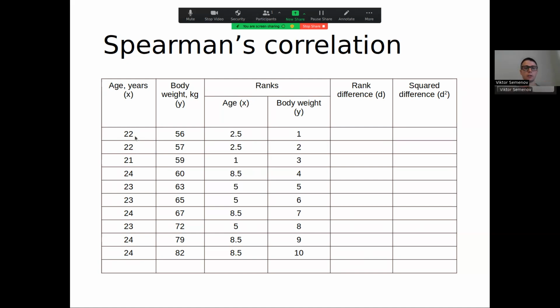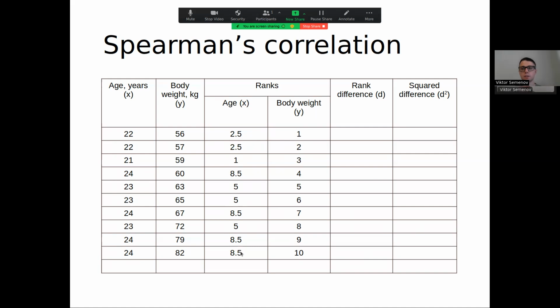And to assign rank correctly, we add up these ranks, divide them and find the mean among these 2 ranks. So 2 and 3 will give us 5 in sum, and divided by the number of ranks, in this case 2, 5 divided by 2 is 2.5. So we assign these 2 people a rank of age of 2.5. Repeat the same procedure for all ages, and we have the table with ranks: body weight ranked and age ranked.